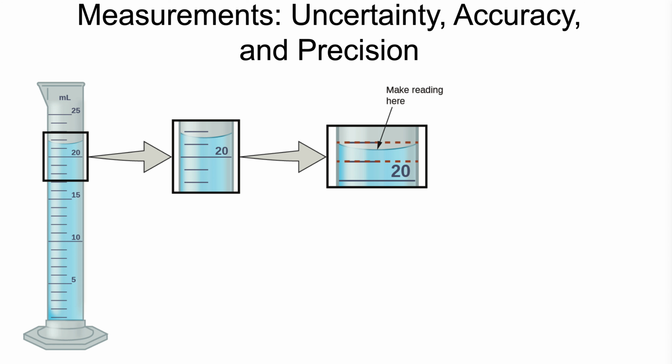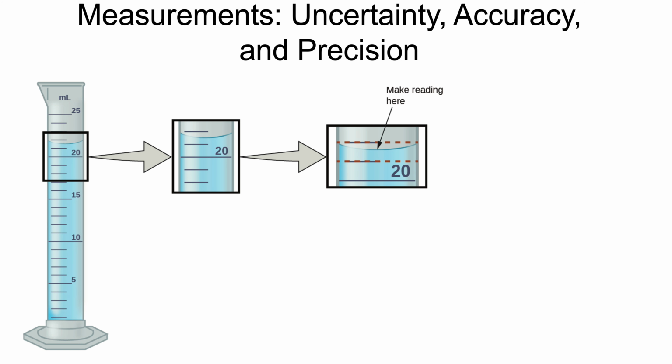Talk about measurements and the uncertainty, accuracy, and precision of those measurements. When you're working in a lab, whether it's a biology or a chemistry or physics lab, you may be using pieces of equipment that require you to take actual measurements using the graduation lines that are on those pieces of equipment. An example of that might be a graduated cylinder like what you see here.